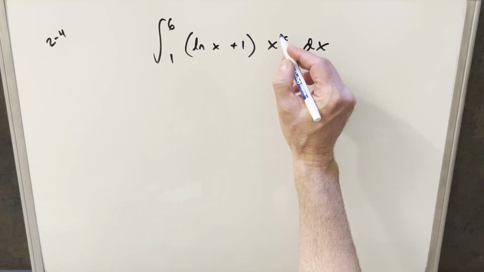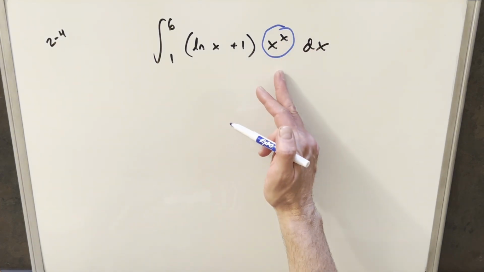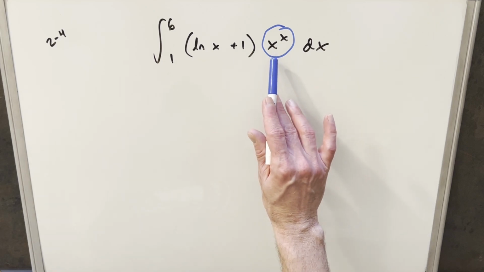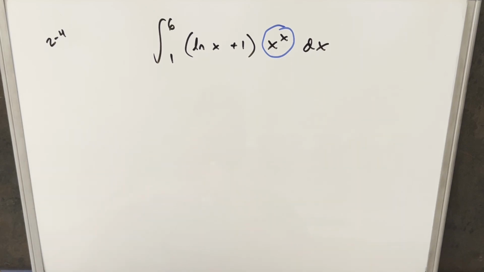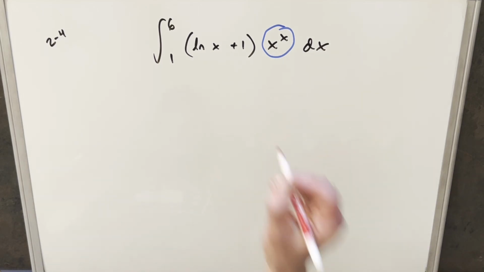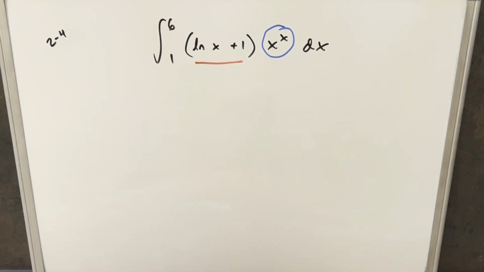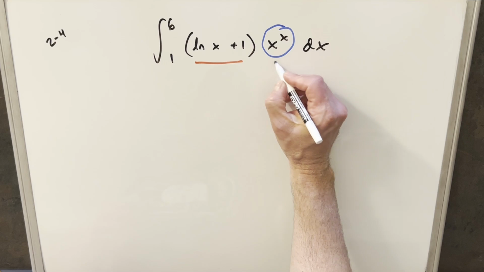Okay, the first thing I notice here is just that we've got x to the x. We don't really like that very much. I think I want to deal with this part first, just because with the base not being e, this is going to be a problem. What I'm thinking here is that somehow this ln x plus 1 is going to be related to the derivative of this. So I'm actually going to jump right to a u substitution, calling this my u.